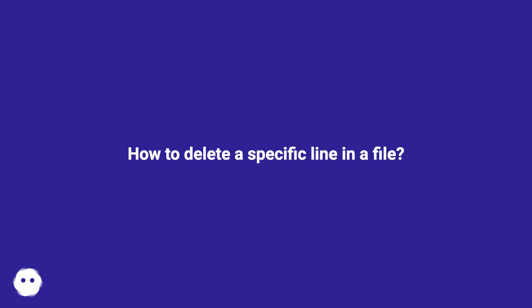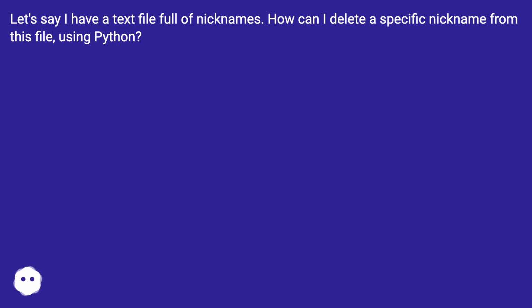How to delete a specific line in a file. Let's say I have a text file full of nicknames. How can I delete a specific nickname from this file using Python?